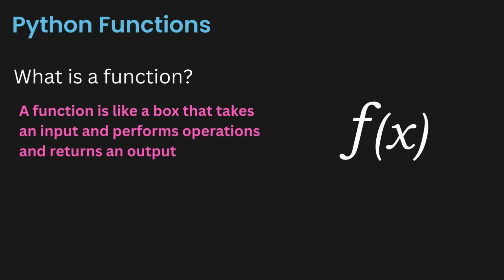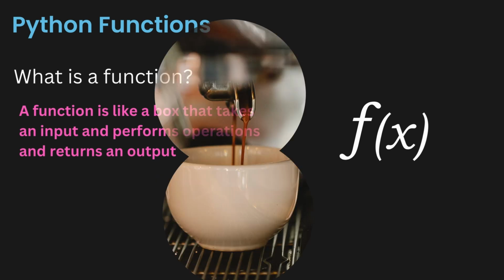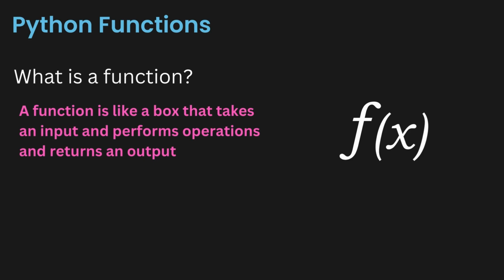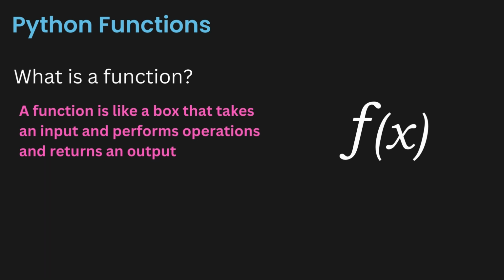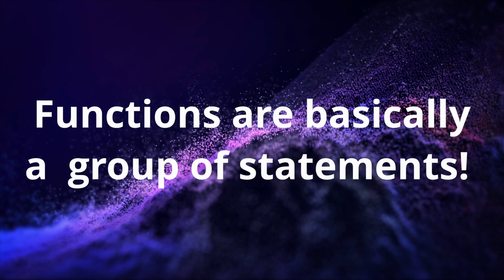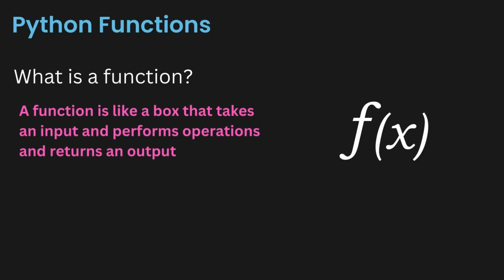What is a function? A function is like a box that takes an input, performs operations, and returns an output. When we talk about functions in Python, we're referring to a block of code that is designed to perform a specific task. You can pass data, known as parameters, into a function, and the function can return data as a result. Functions are a way to take a sequence of statements and group them together in such a way that they can be reused multiple times throughout a program.